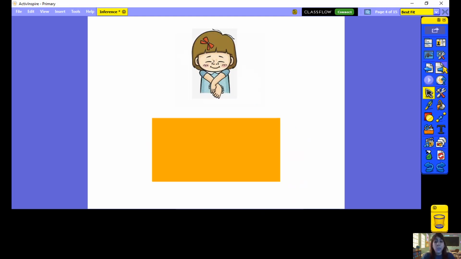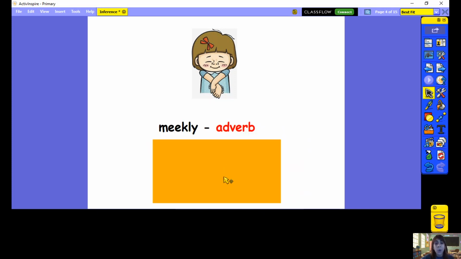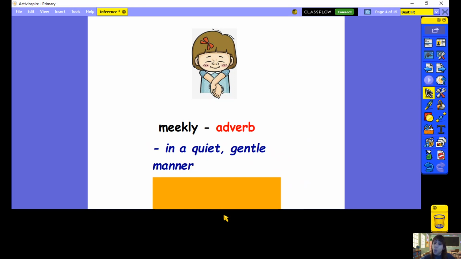Okay, and the next word, what does this little girl look like? How would you describe her manner? Big clue there. So on the count of 3, 1, 2, and 3, she is meek or meekly if you were describing something that she did. So perhaps she walked into the classroom meekly. It's an adverb, it ends in ly, and it's another word for feeling what? Again, I'm going to give you a few seconds to say it out loud to yourself or to your partner, depending on how you're working. And the word means in a quiet or gentle manner. So it could be shy, it could be feeling a bit embarrassed, feeling quite small.